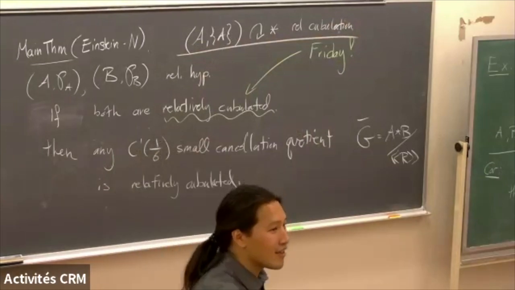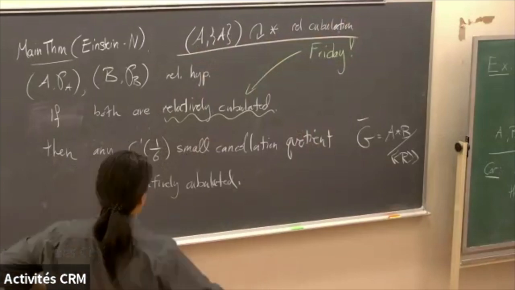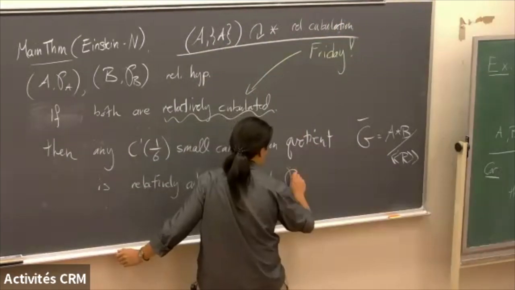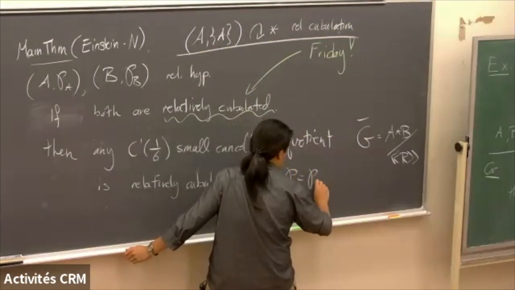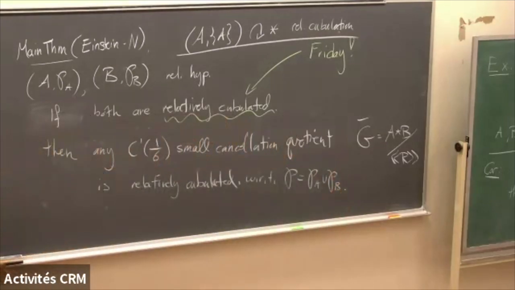Just have my free product. You are finitely generated relative to PA and PB. I guess you don't want to say relative to what. With respect to, thank you, this is an important point: the union of these two original peripheral structures. Okay, yes, good.